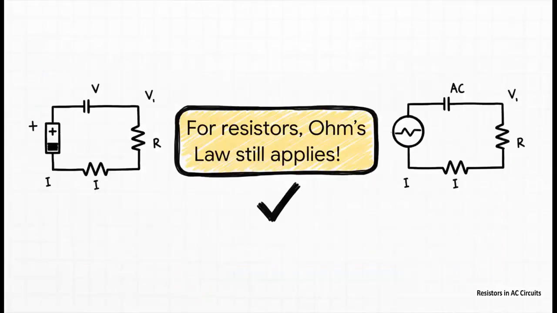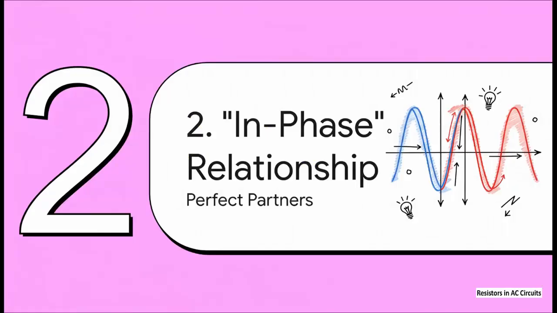And here it is. This is our first, and maybe our most important, simple truth for today. Even with all this talk of waves and changing direction, for a plain old resistor, the fundamental rule you already know, good old Ohm's law, it still works perfectly. So that brings us to our next section, the in-phase relationship.